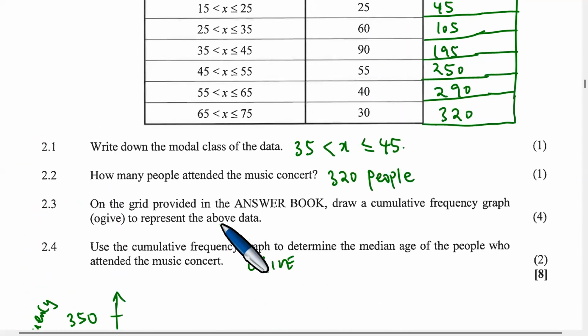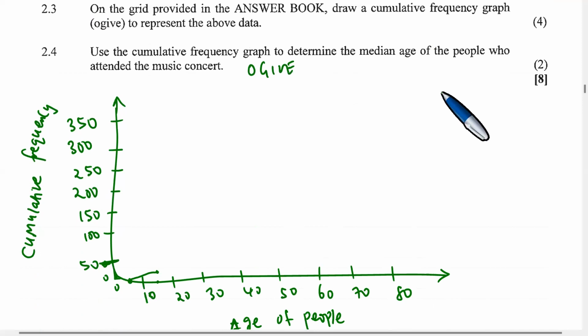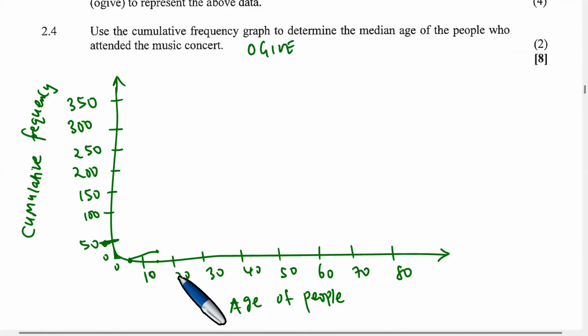Then you look again quickly. You move quickly because you don't have time in the exam. 25 goes with 45. So 25 is between these two. And then it goes with 45.